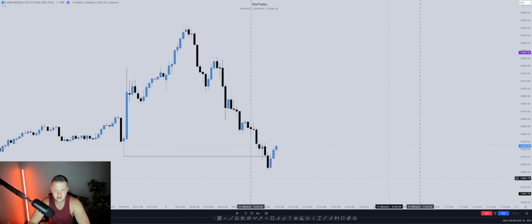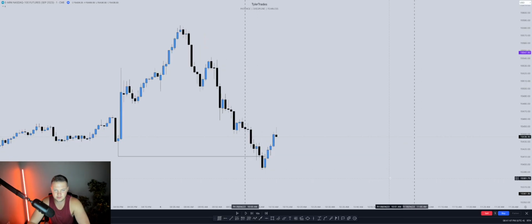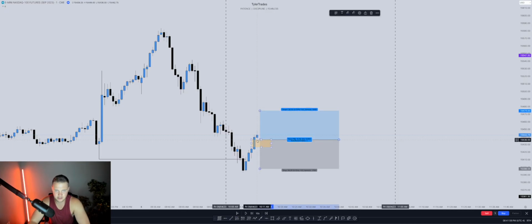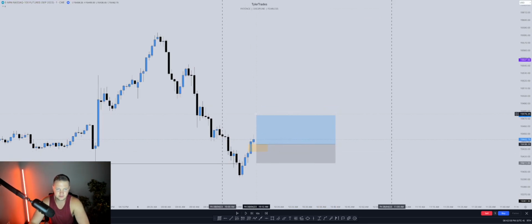Once that got taken out, now I'm looking for displacement with a fair value gap for an entry to the upside. Here we go. Got a nice fair value gap right here. And this would be where I would look to find my entry to go long. So I'd like to go long right inside that fair value gap. And for me, I would put my stop loss probably right below this candle's low. So I'm right below the 3 candle sequence, about a 25 handle stop loss.